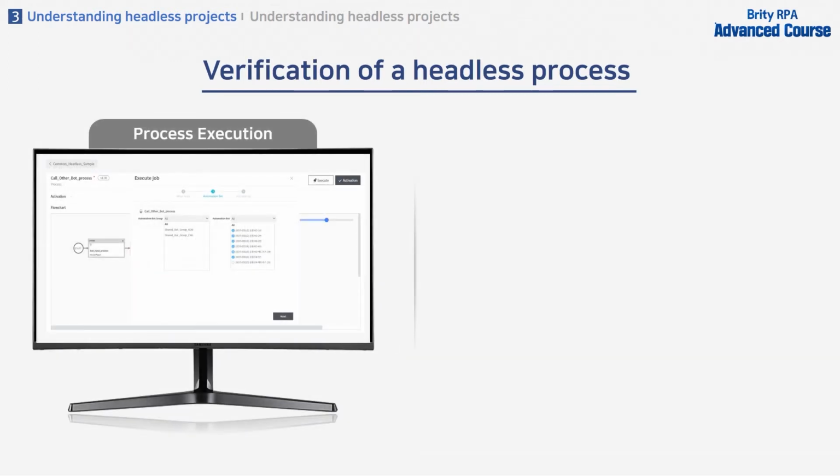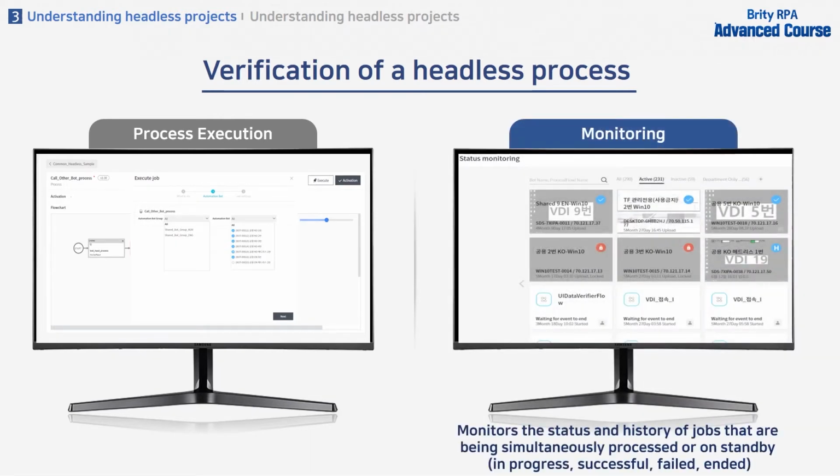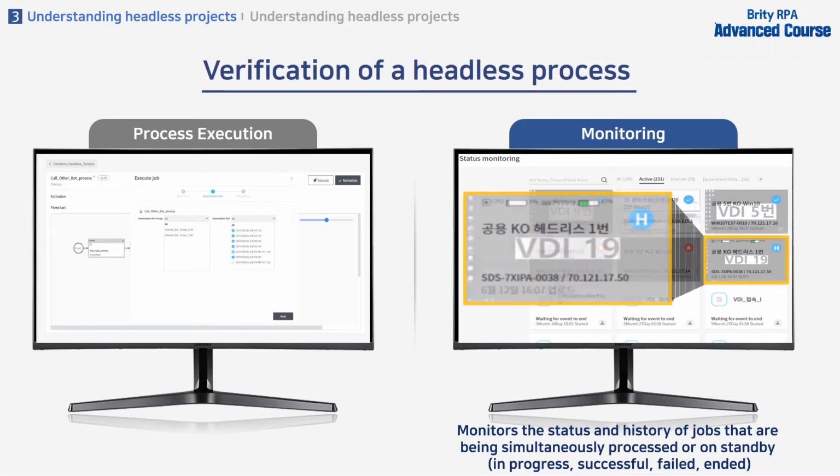After executing a headless process on the user portal, you can monitor the process to view the status and history of jobs that are simultaneously being processed or on standby. Headless processes can be easily identified by the H icons in the top right corner.